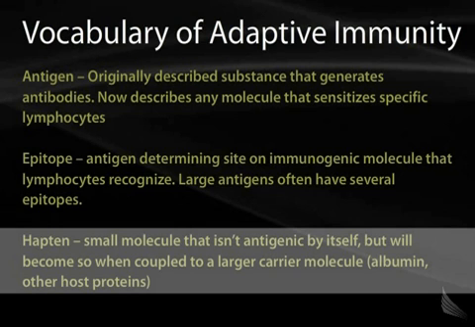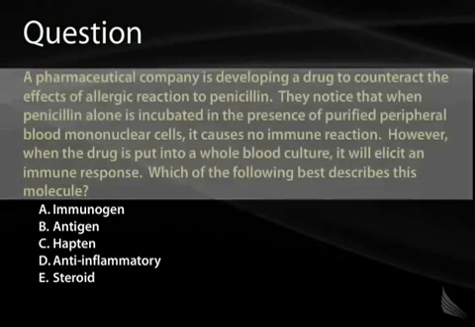But if that molecule can bind to something that's a little bigger, say albumin, which is abundant in your blood, then all of a sudden the immune system can recognize it in the context of something bigger and can respond to it. So here we have a question.